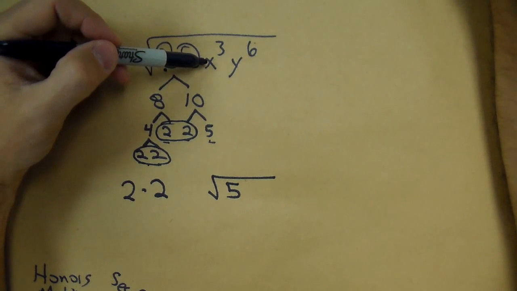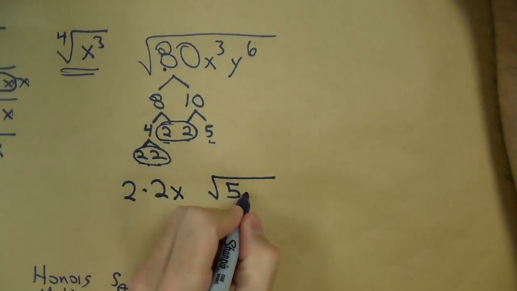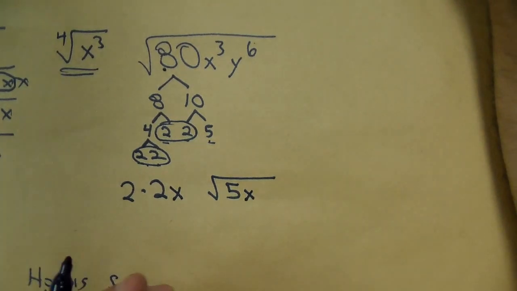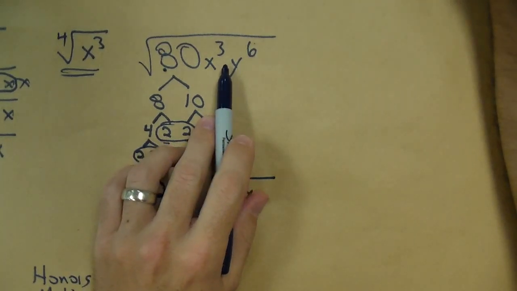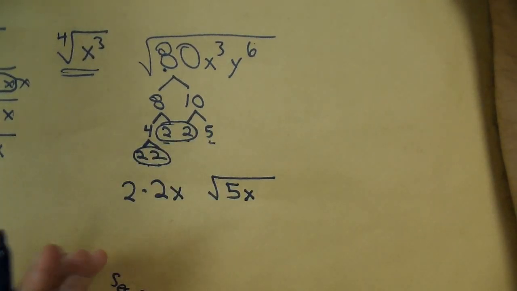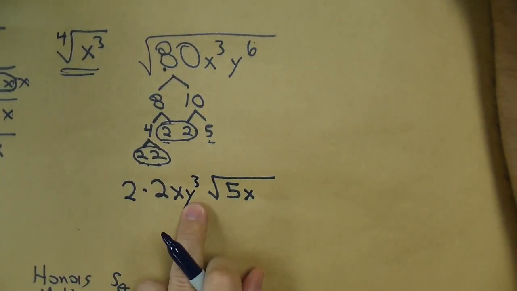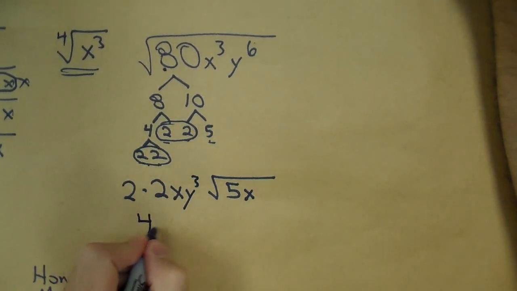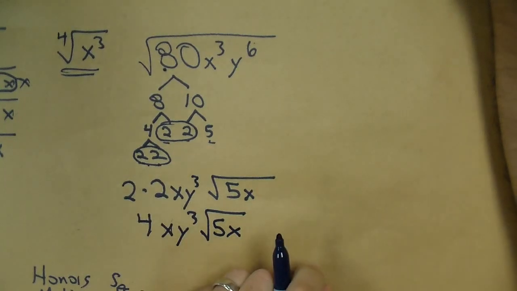X to the 3rd, I have 1 pair, so that comes out, with 1 left over. It's kind of the remainder, the 1 left extra that didn't come out. The x squared comes out and becomes an x. Y to the 6th, I have 3 sets of 2, so with 3 sets of 2, I have y cubed on the outside. So my answer here is going to be 4xy cubed times the square root of 5x.